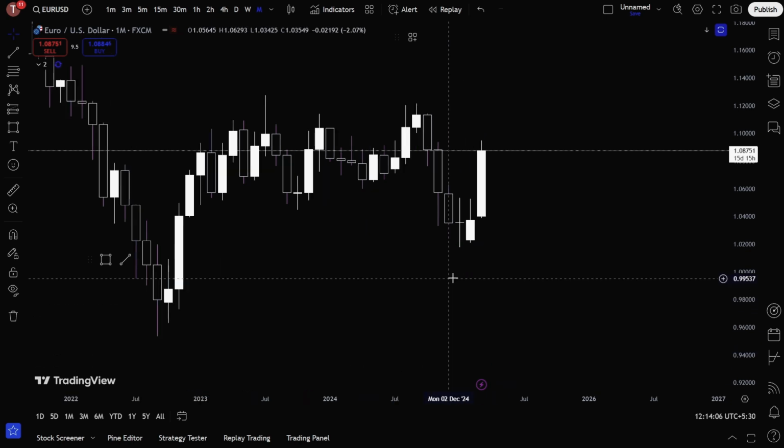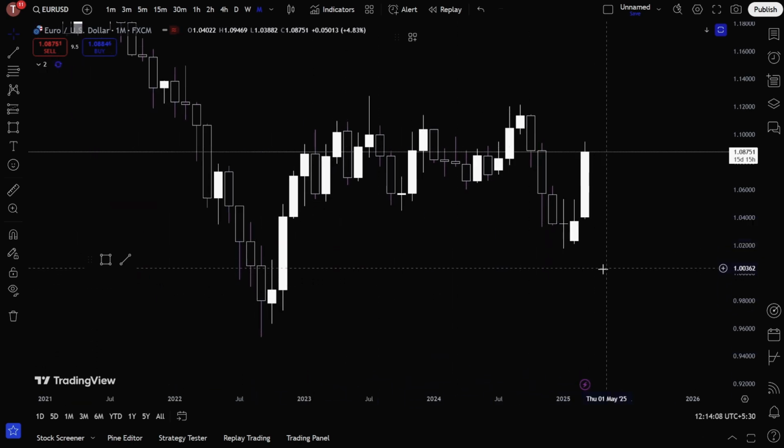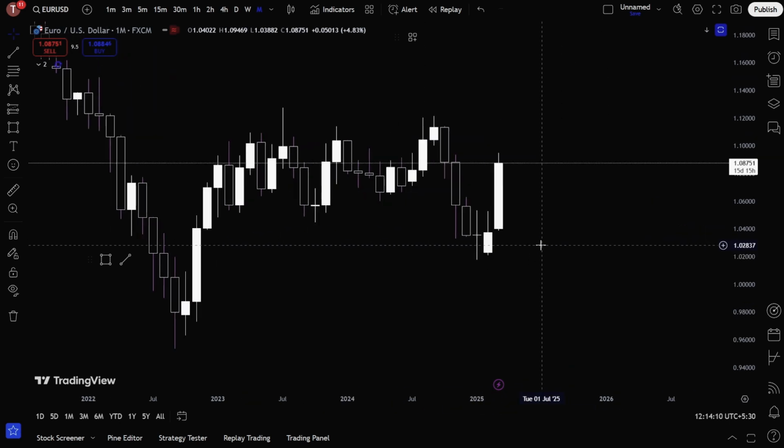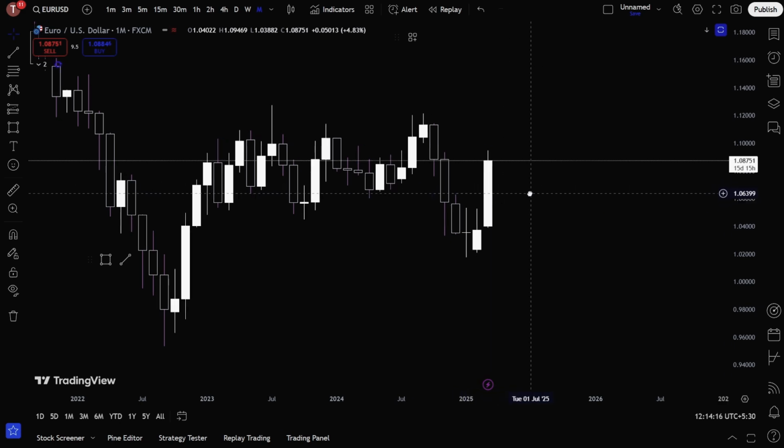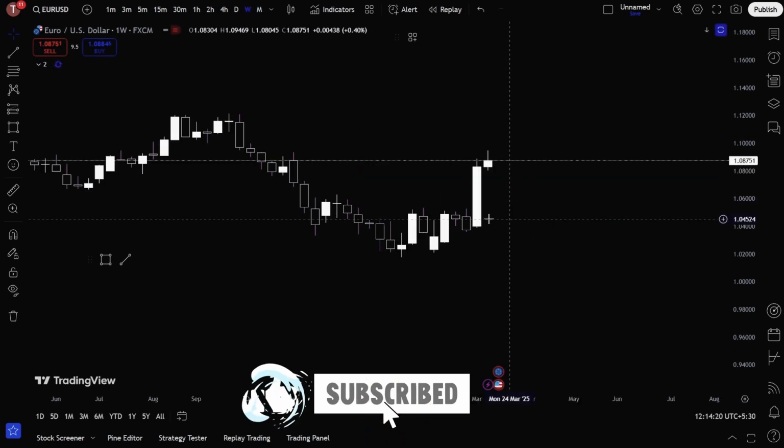Now that we are here, we can see a reaction from this FVG into the further upside direction. I was anticipating that this FVG would be a reacting point for the price. So let's move to the weeklies to see what happened.